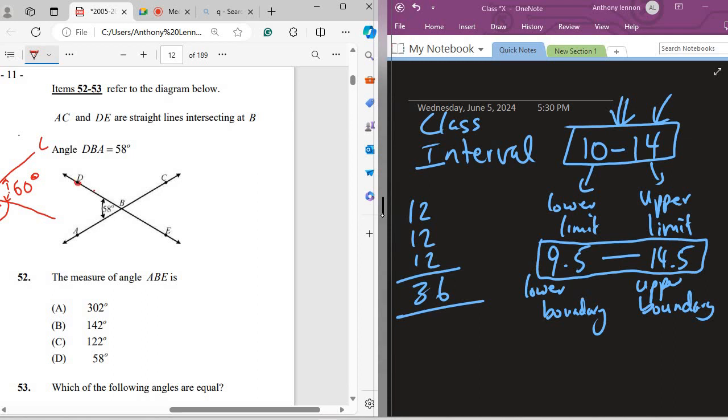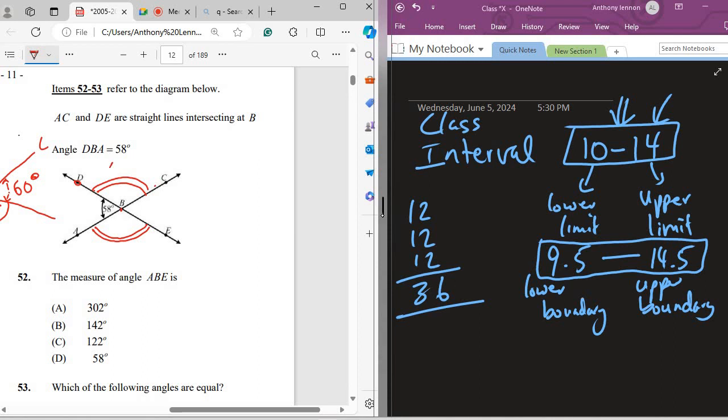This angle going from D to B to C, I'm talking about this angle here, angle DBC, will be the same as this angle down here. Right? We call them what? Vertically opposite angles.